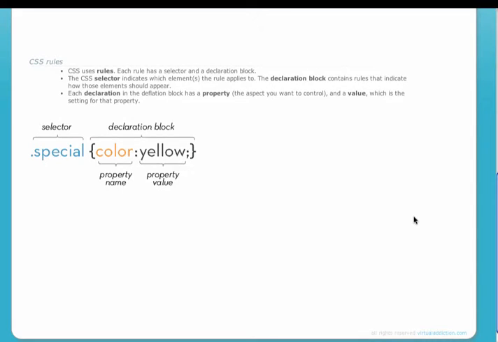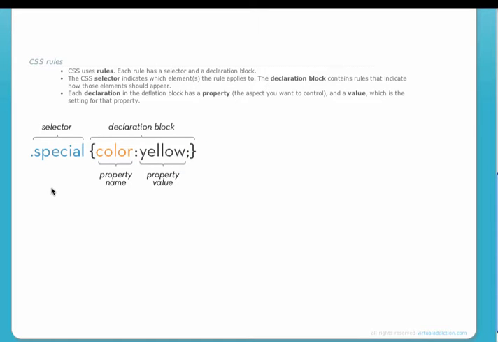CSS, on the other hand, uses rules to indicate how the contents of one or more elements should be displayed in the browser. Each rule has a selector and a declaration block. The CSS selector indicates which elements the rule applies to, and the declaration block contains rules that indicate how those elements should actually appear. Each declaration in the declaration block has a property, this is the aspect that you want to control, and a value, which is the setting for that particular property.